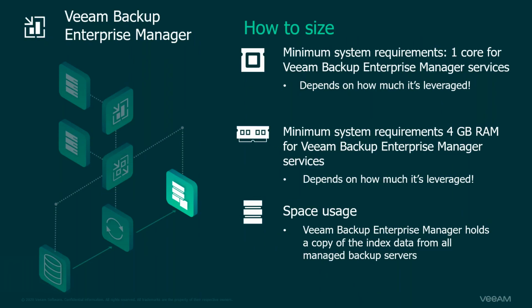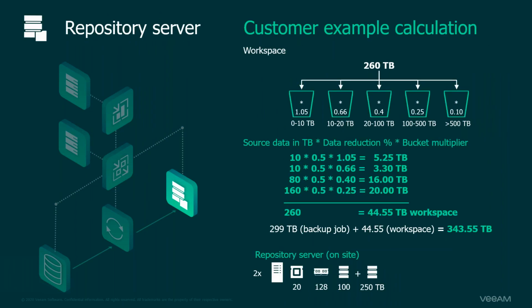What about Enterprise Manager? How did 260 turn into 299?